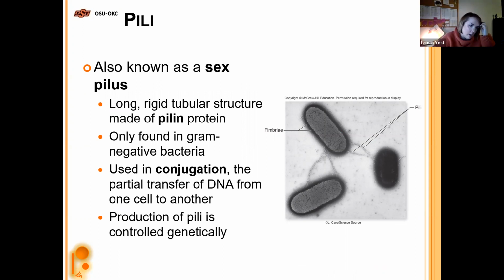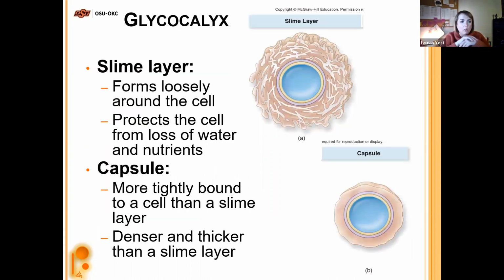So moving on. The sex pilus, it's long, it's rigid, it's tubular, it's made of pilin protein. Only gram-negative bacteria are going to have it, and it's used in conjugation. So exchange of DNA, basically. And it is controlled genetically. Not all of them make it; it has to be something that is triggered.